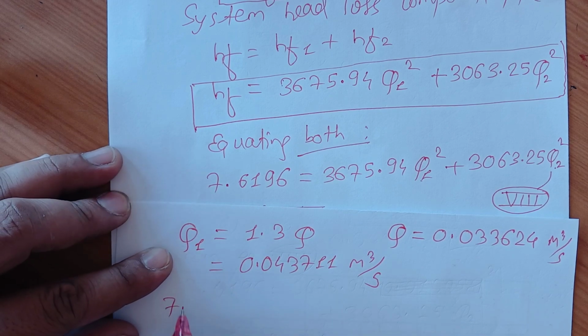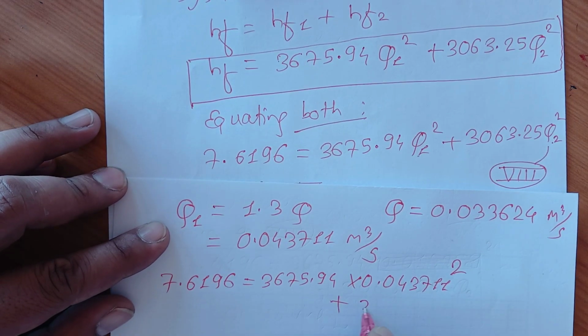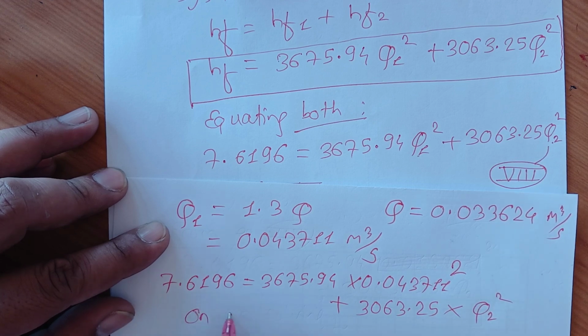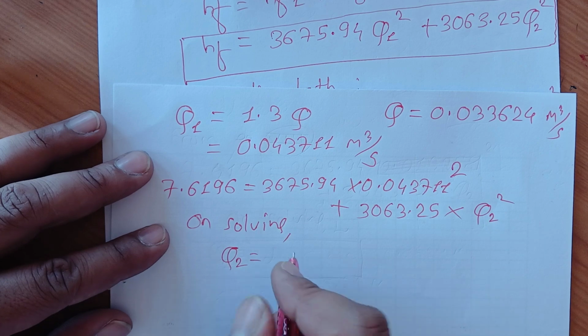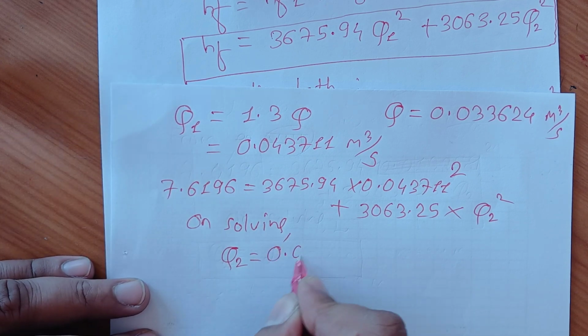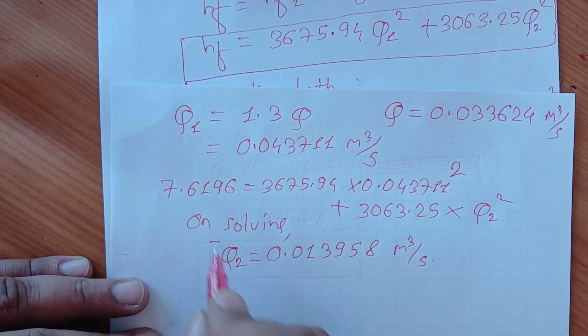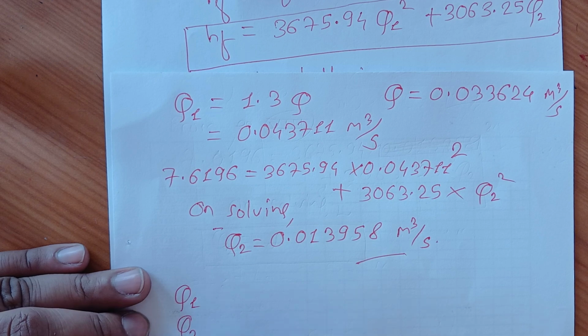That is 7.6196 is equal to 3675.94 into 0.043711 square plus 3063.25 into Q2 square. On solving you will get Q2 is equal to 0.013958 meter cube per second. Okay, this is this much. So we have calculated Q1 and we have calculated Q2.